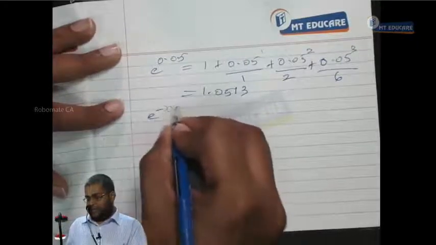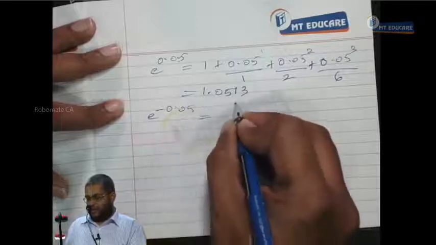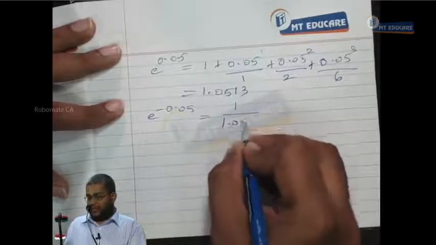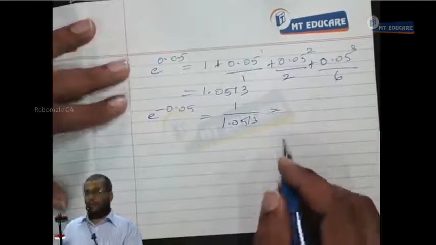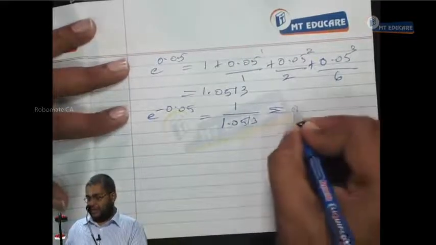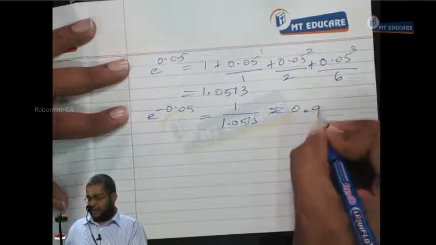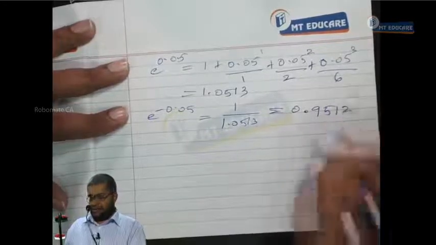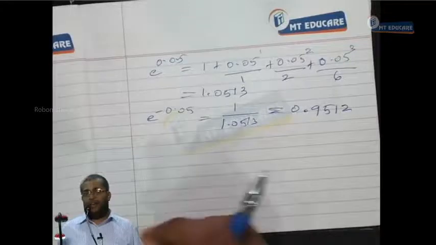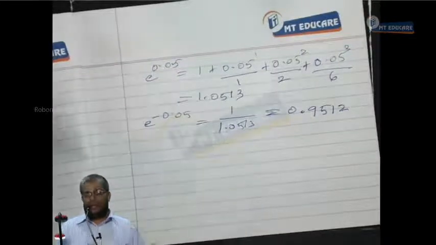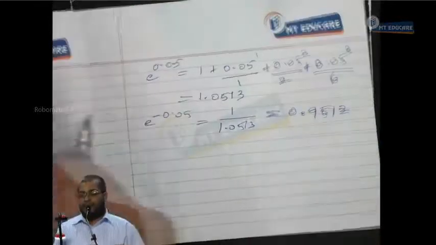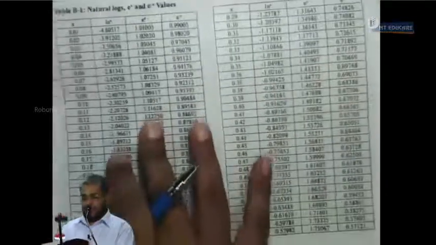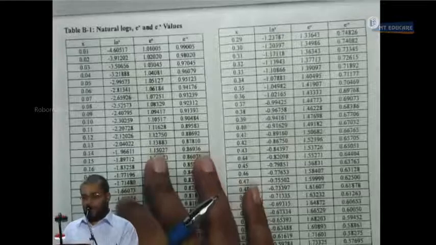1.0513. E power minus 0.05 is equal to 1 by 1.0513. Am I correct? Now, what is 1 by 1.0513? Tell me the number. 0.95. Now, just for the sake of checking, look at the table at the back of the workbook, yes or no? Just to get familiar with the table also, I'm just telling you.